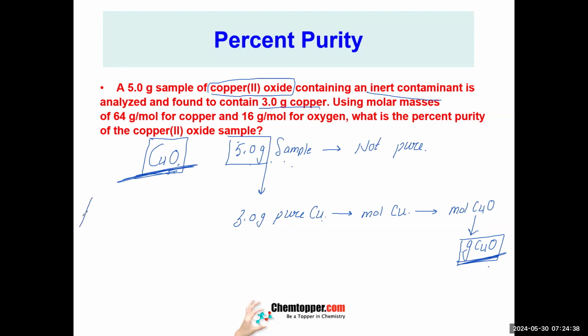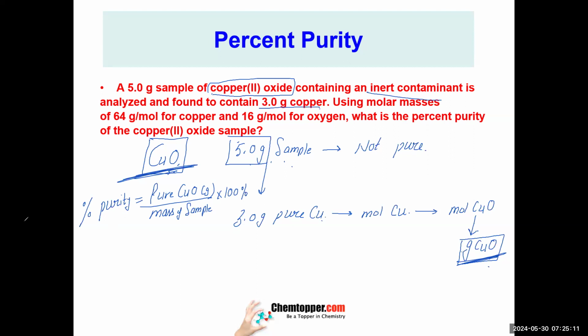Formula for the percent purity is pure CuO in grams over mass of sample, which is 5.0 grams, multiplied by 100%. So we are doing it.